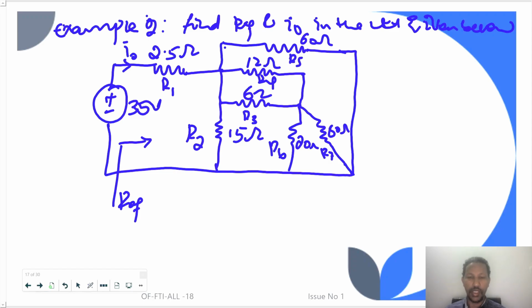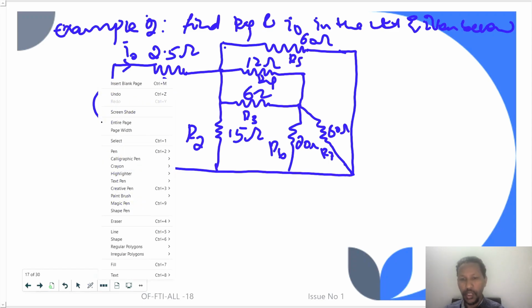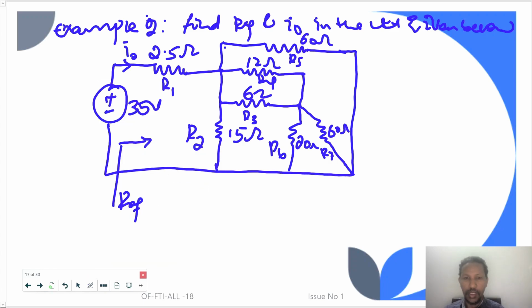Which section of the circuit elements are connected in series, and which section of the circuit elements are connected in parallel. Okay, so as you can see here, you can consider the circuit elements R3 and R4. Their terminals are connected at this point, and the other terminals of R3 and R4 are connected at this point. So they are connected in parallel.